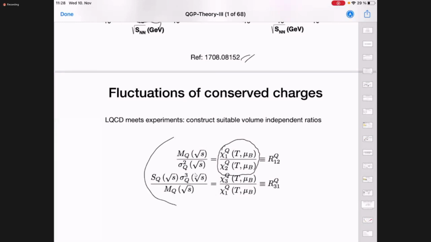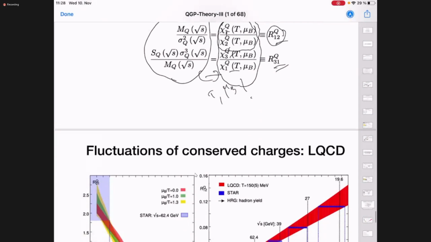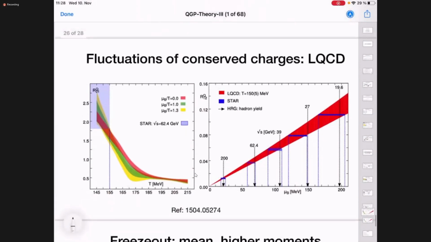And so you can measure this in the experiment, and on the lattice you can measure this, and then try to correlate them to find what T and mu are. So this is typically known as RQ12. This is one derivative and this is two derivatives, so it's 1, 2, and this is RQ31, this is three derivatives over one derivative.